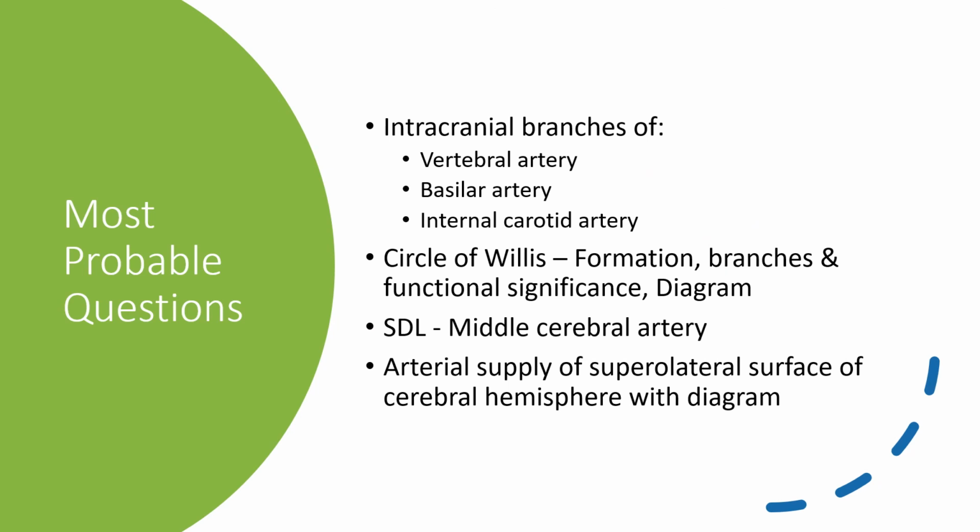The most probable questions you can get from this chapter are: 1. The two major arterial systems that supply the brain, the vertebrobasilar and the carotid systems, and the intracranial branches of the three major arteries: vertebral artery, basilar artery and internal carotid artery. Circle of Willis is also important: the formation, the branches, and the functional significance.